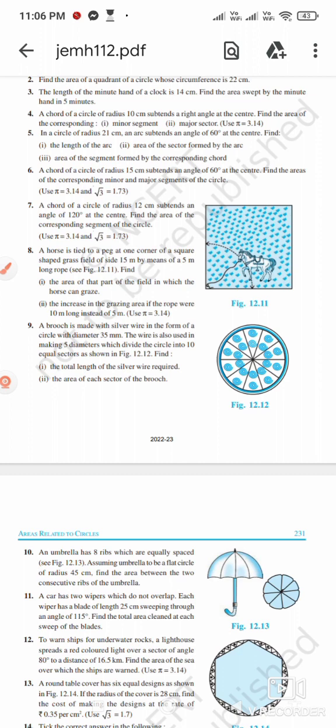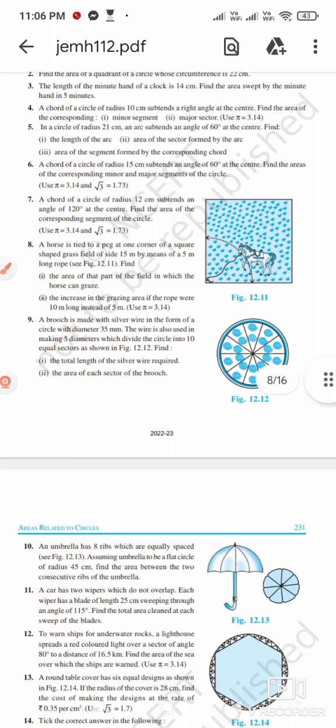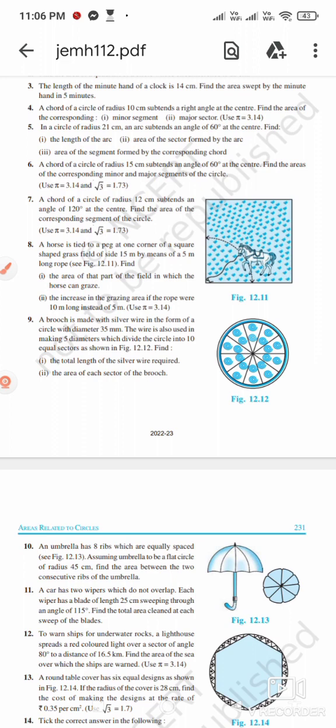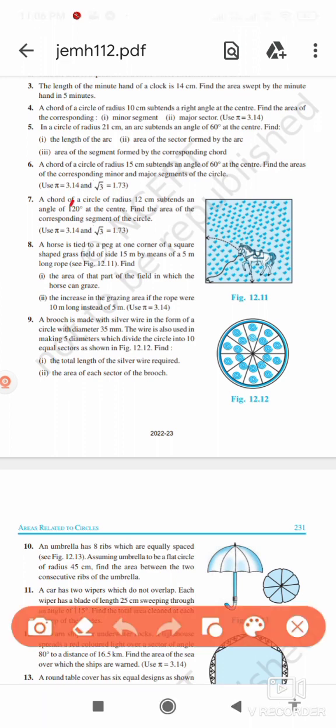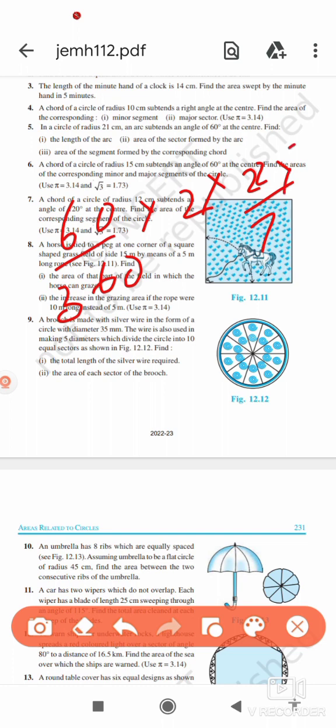Next question. In a circle of radius 21 centimeter, an arc subtends an angle of 60 degree at the center. Find the length of the arc. So how do I find the length of the arc? Okay, I can find the circumference, that is theta by 360, 60 by 360 into 2 pi r, 2 into 22 by 7 into r, which is 21. I'll find this and I'll give you the length of the arc.